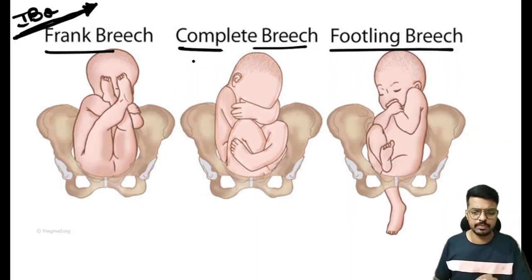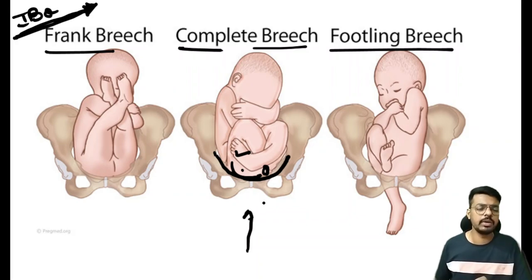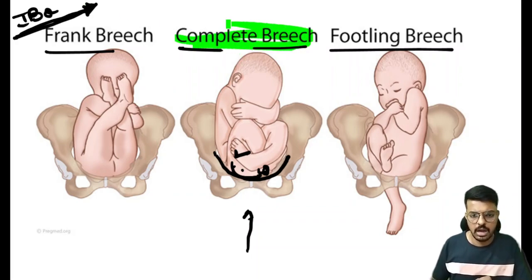The complete breech means the pelvic inlet is completely covered with the foot, the external genitalia, the buttock, and the coccyx of the baby. Very importantly, when we do the per vaginal examination, we are able to feel the foot, the external genitalia, the two buttocks, and the coccyx of the baby in the complete breech.